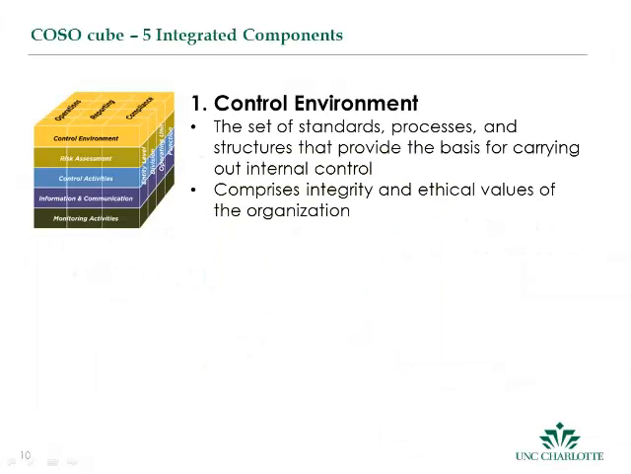The first component of the internal control framework is the control environment, a set of standards, processes, and structures that provide the basis for carrying out internal control. The control environment comprises the integrity and ethical values of an organization, as well as management's philosophy and operating style, organizational structure, how management assigns authority and responsibility, both along functional and administrative reporting lines, the competence of the entity's people, and personnel development, including training and support.